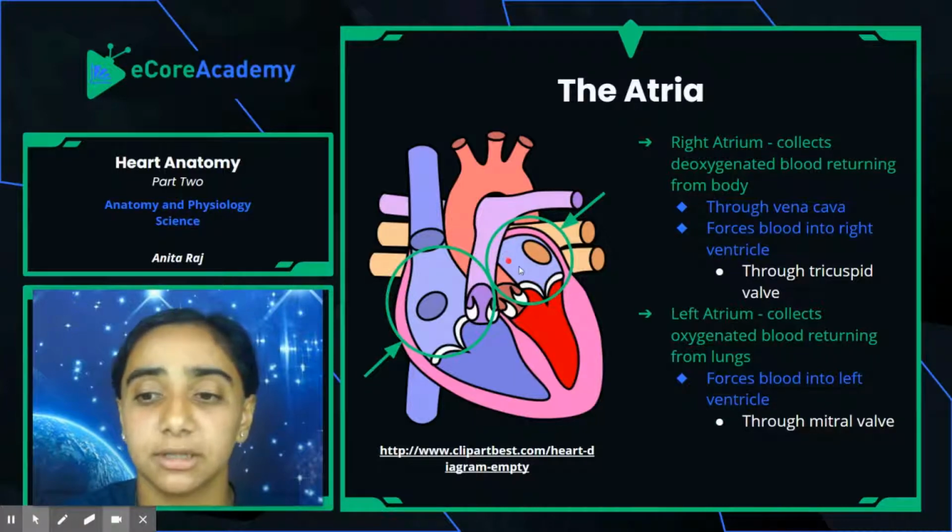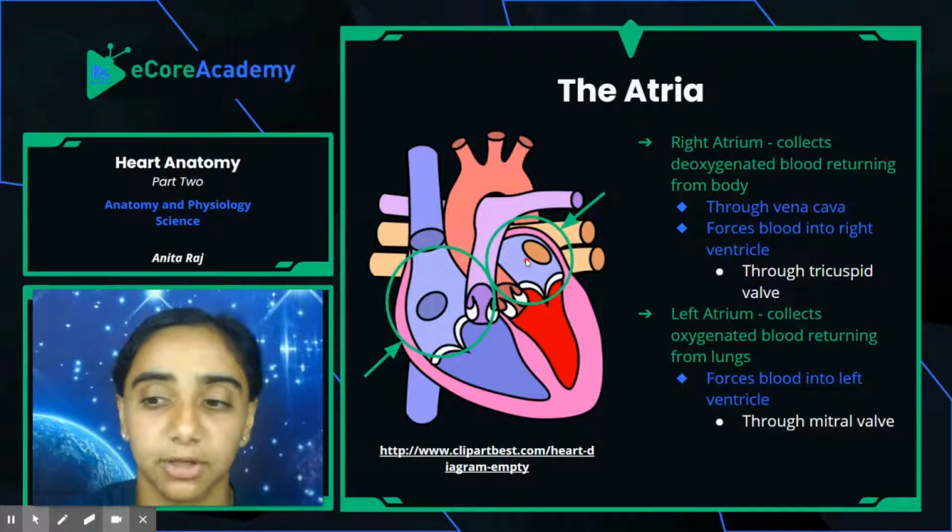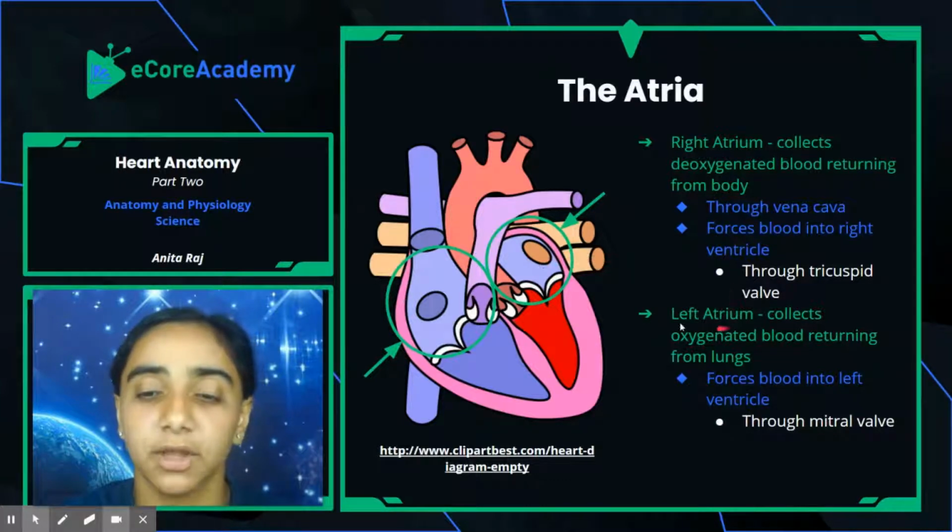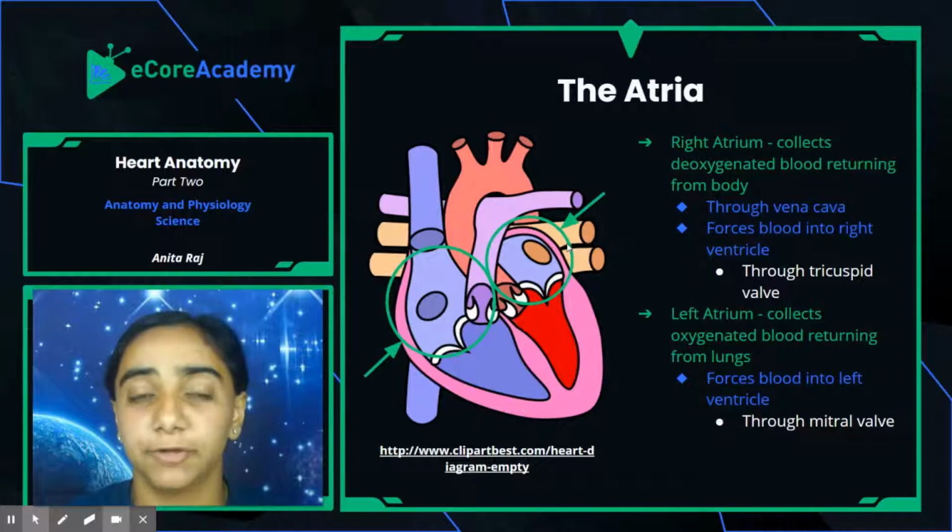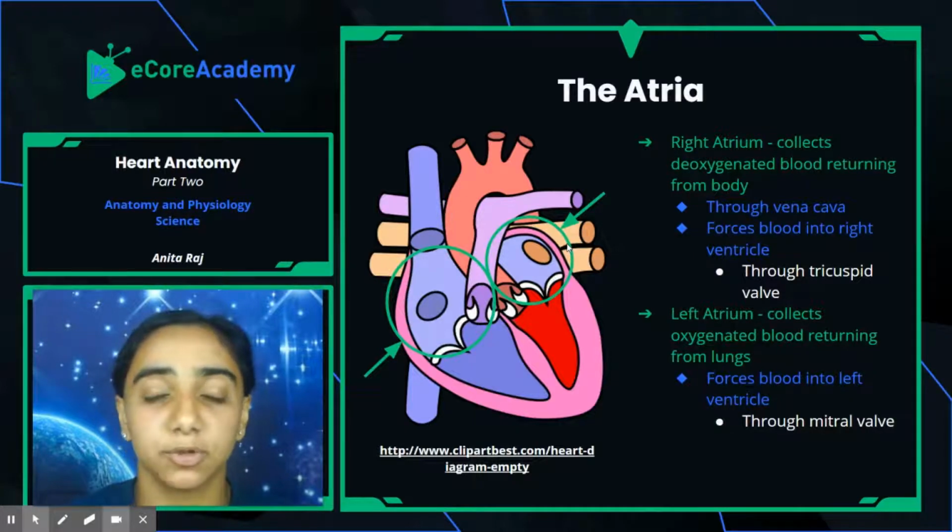So your left atrium collects oxygenated blood, newly oxygenated blood, returning from your lungs. Then what your left atrium will do is it forces that blood into the left ventricle. Just like your right atrium forced the blood into your right ventricle, so your right ventricle could push that deoxygenated blood into your lungs, your left atrium will push that oxygenated blood into your left ventricle, so your left ventricle can push that oxygenated blood throughout your body.